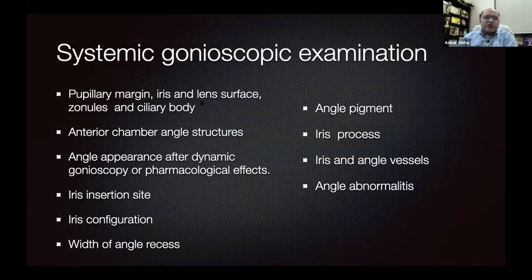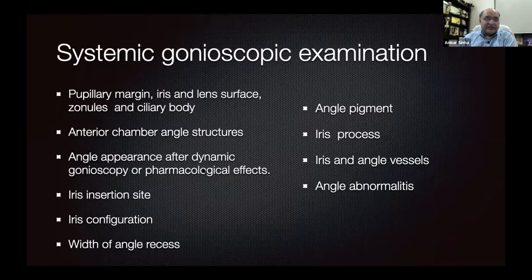In a systematic gonioscopic examination, we should look at the pupillary margin, iris and lens surface, zonules, ciliary body, anterior chamber structures, angle appearance after dynamic or manipulative gonioscopy, or indentation gonioscopy, pharmacological effects, iris insertion site, iris configuration, width of the angle recess, angle pigmentation, iris processes, iris and angle vessels, and angle abnormalities.